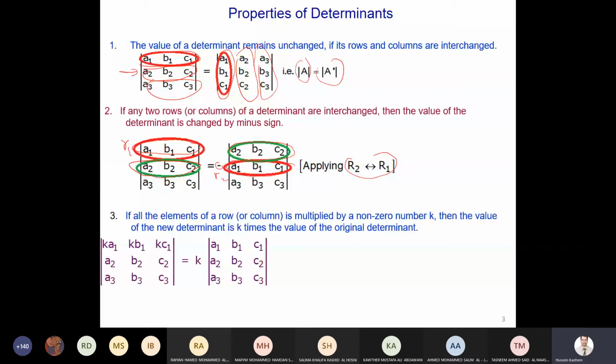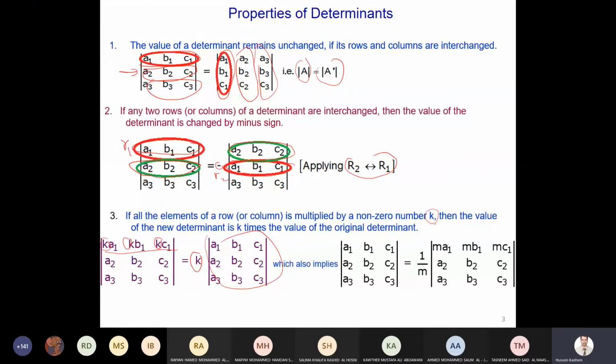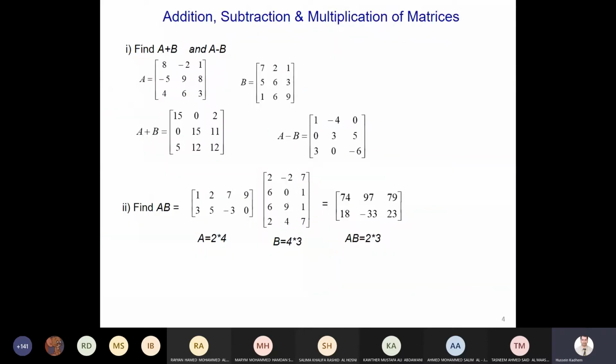Another point: if all elements of a row or column are multiplied by a non-zero scalar number k, then the value of the new determinant is k times the value of the original determinant. You see here in this row, I multiply each element by k. What does this do to the determinant? The same determinant, just multiplied by k. This is the only effect on the determinant. The same thing applies if I divide rather than multiply. We just need to divide the determinant by the new number. Also, we discussed this.